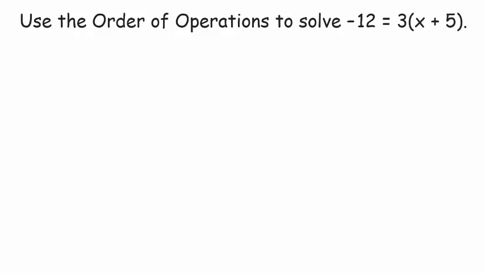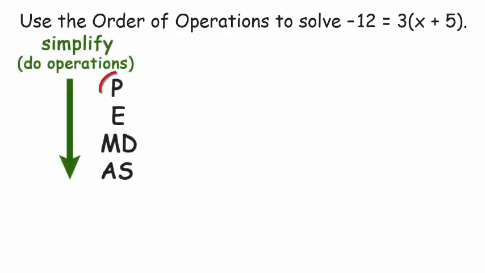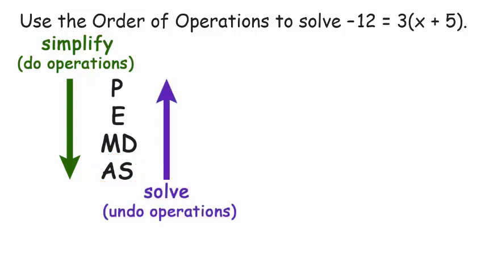Let's use the order of operations to solve -12 equals 3 times the quantity x plus 5. We start by determining whether we should use the order of operations in top-down order, starting with parentheses and other grouping symbols, and then ending with addition and subtraction, or bottom-up order, starting with addition and subtraction, and then ending with parentheses. Since we are solving an equation, we need to isolate x on one side.